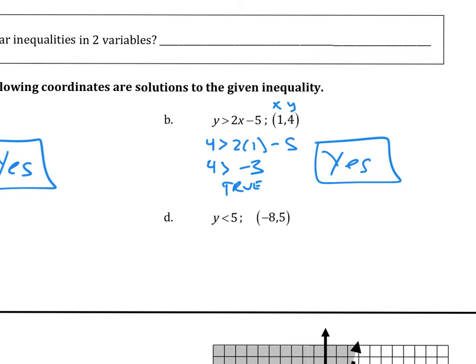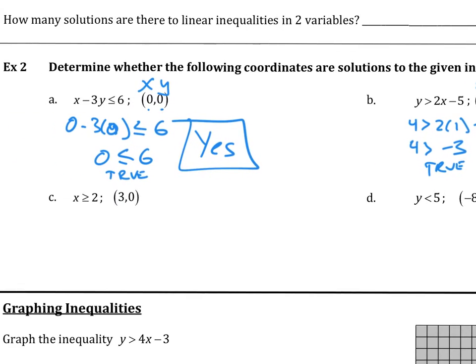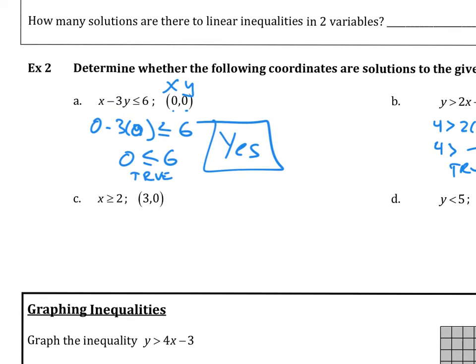Okay, let's look at part C. Part C says x is greater than or equal to 2. Well, in this case, the inequality only involves x, so I'll take that x number 3. 3 is greater than or equal to 2. That is true as well. So far, all of these are true, which means all those points are solutions.